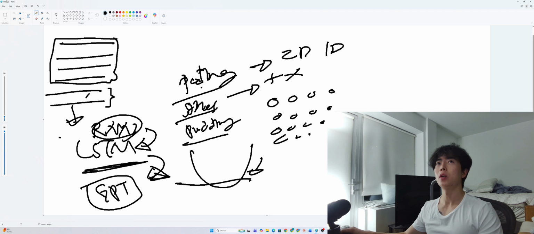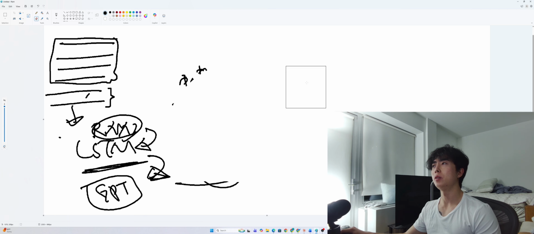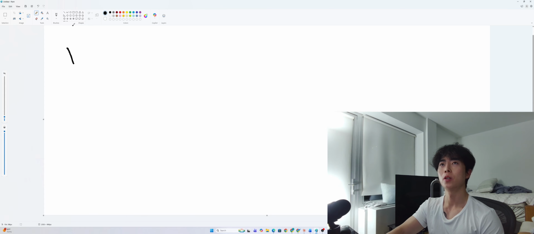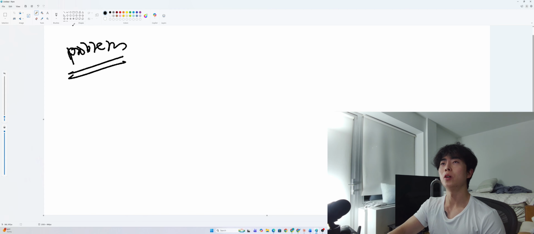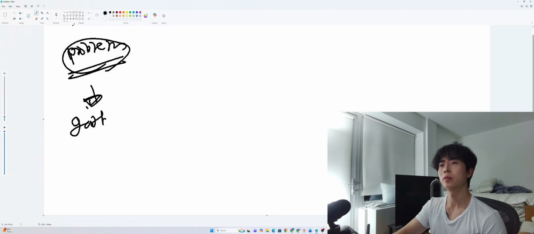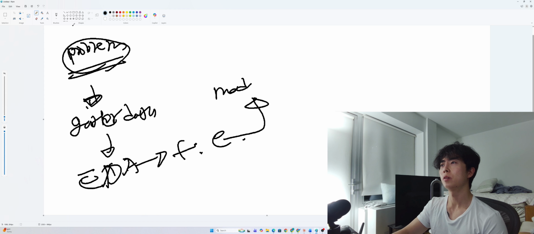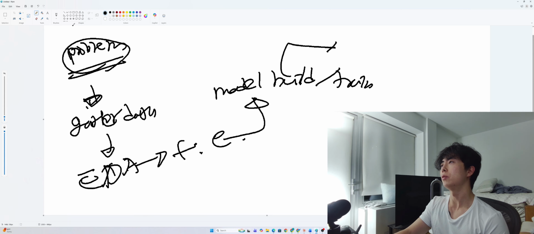Oh, and the important thing about data science projects is the problem. You need to know what exactly you're trying to solve, and the problem formulation is first. And then you gather data, and once you gather data, you do EDA, exploratory data analysis, and then you do feature engineering, then model build and train, and then you evaluate, and then you deploy it.